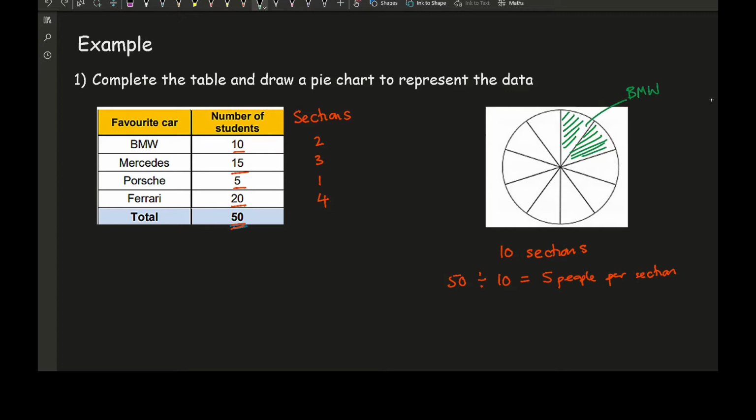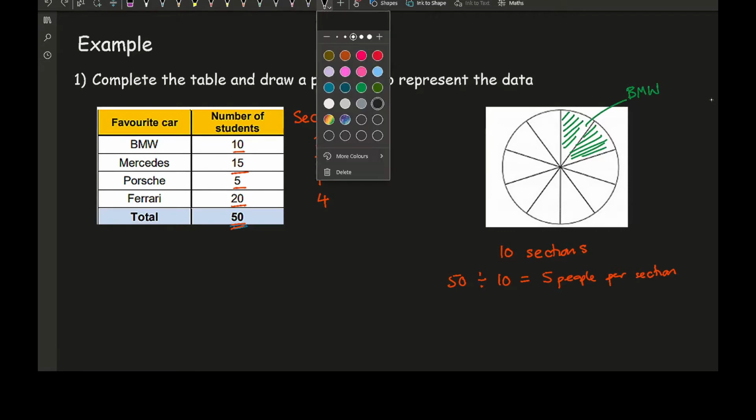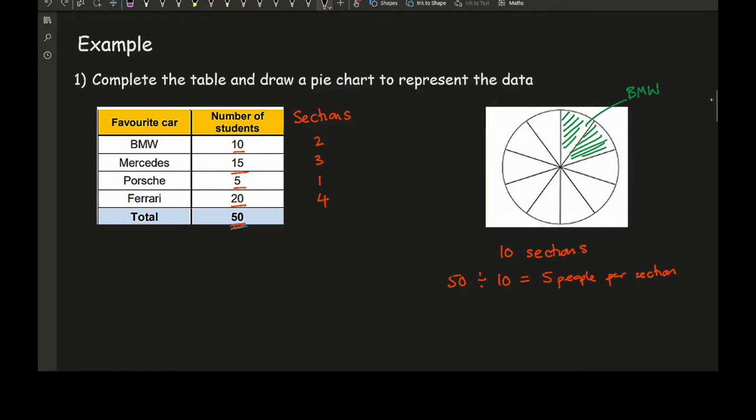Now you don't have to colour it in, but I certainly would mark it, emphasise the mark. So if I get a thicker pen, I would emphasise, again with a ruler, just making those 2 sections stand out for BMW. The next one, I've got 3 sections for Mercedes, so just quickly shading those 3. Or I can just emphasise the 3 sections, and then label that Mercedes. Now the labelling is the most important part, but also emphasising that you have highlighted that they are 3 sections.